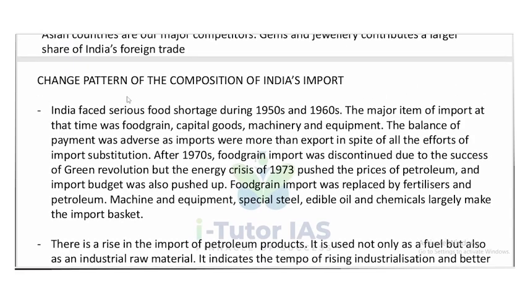Now, the changing pattern of the composition of India's import. India faced serious food shortage during the 1950s and 1960s. The major items of import at that time were food grains, capital goods, machinery and equipment. The balance of payment was adverse as imports were more than exports in spite of all the efforts of import substitution. After the 1970s, food grain import was discontinued due to the success of the Green Revolution.